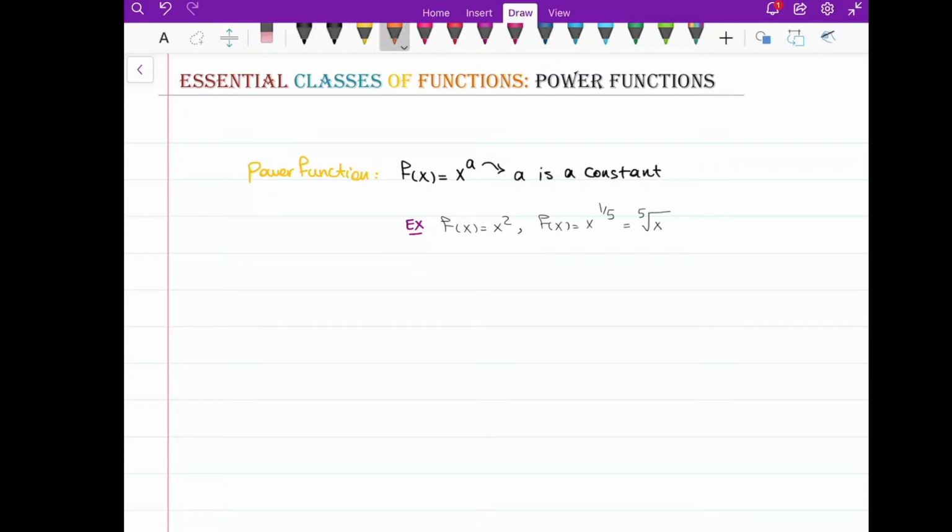Okay, so if a is some positive integer, so n is some positive integer, then f of x would be equal to x to the power of n, where n is some positive integer, so that's how we get a polynomial.